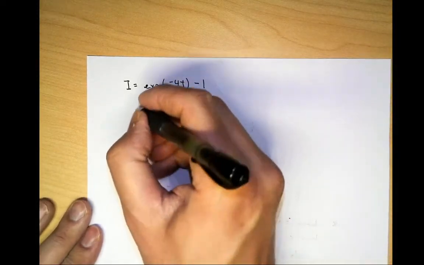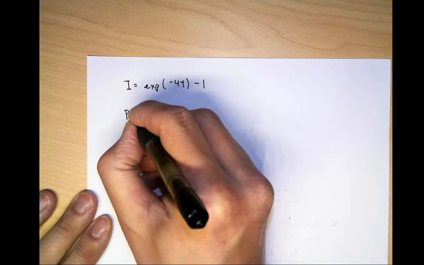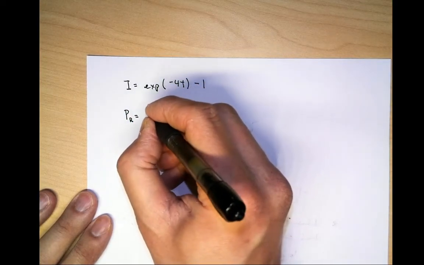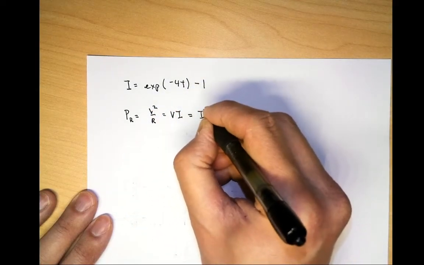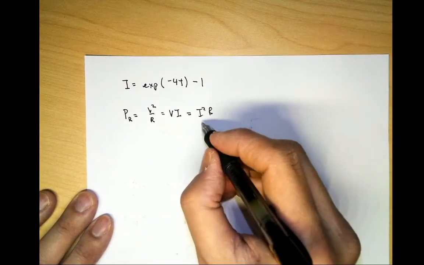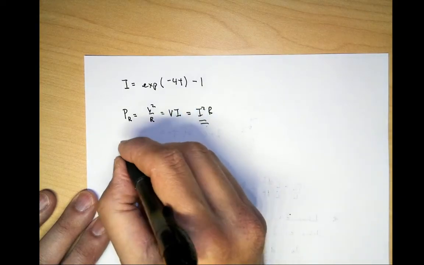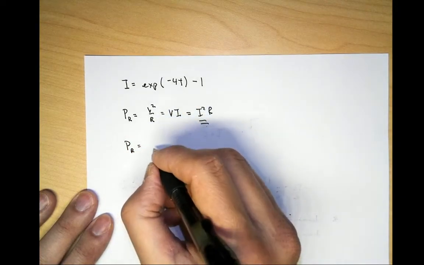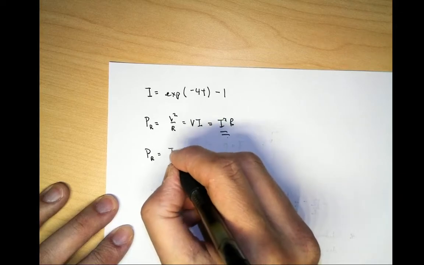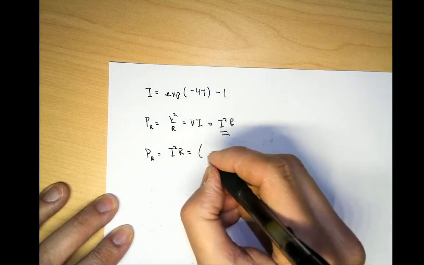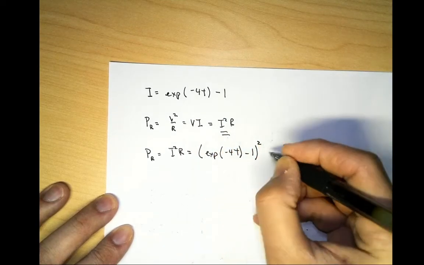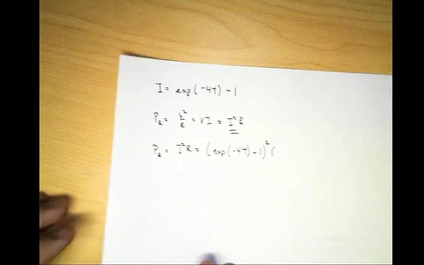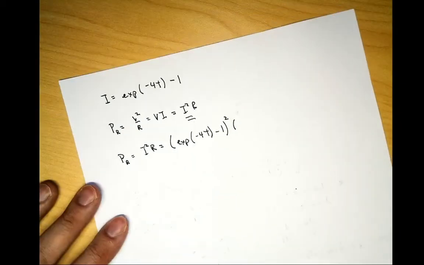So let's basically do this at t equals 0. The power in the resistor is equal to, there are several different ways to write this: v squared over r, or v times I, or I squared times r. Of these three ways, the simplest one to use is the last one, so we'll use that. So the power of the resistor is equal to I squared times r, which is this thing up here, exponent minus 4t minus 1 squared, times r, which I chose to be 12 ohms. So that's going to be equal to 12.